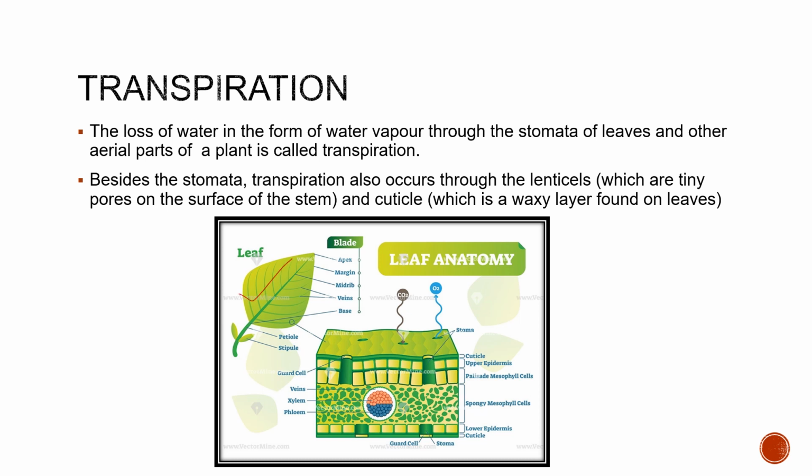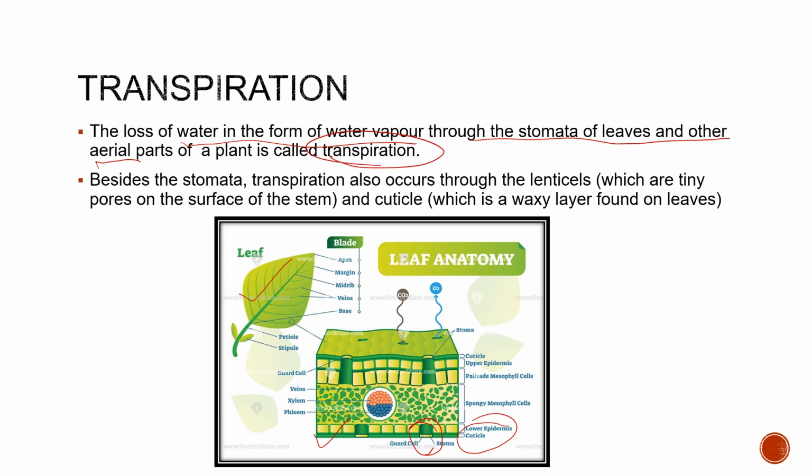So this is a leaf. On the lower epidermis of the leaf there are stomata. In higher classes you will read the structure of the stomata in detail with a labelled diagram, but in 8th standard it's not there. You just remember that in the lower epidermis there are stomata, or pores, through which the water is lost or evaporated. So the loss of water in the form of water vapor through the stomata of the leaves or other aerial parts of the plant is called transpiration.